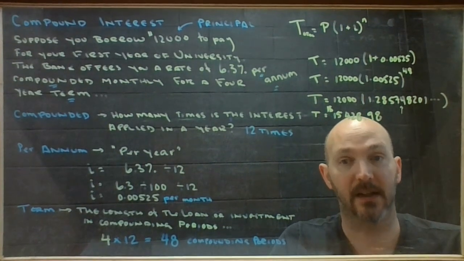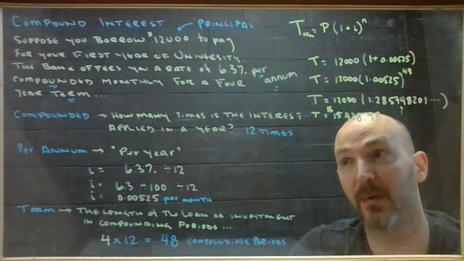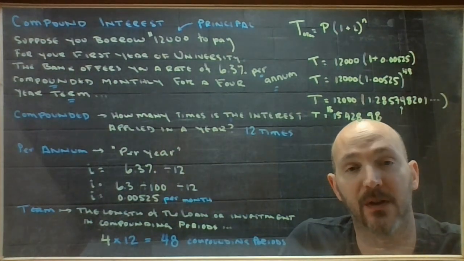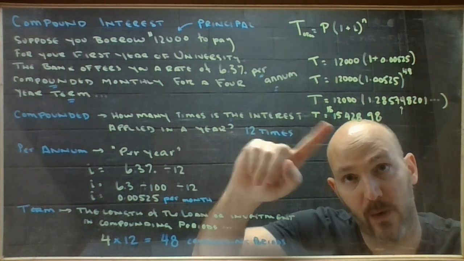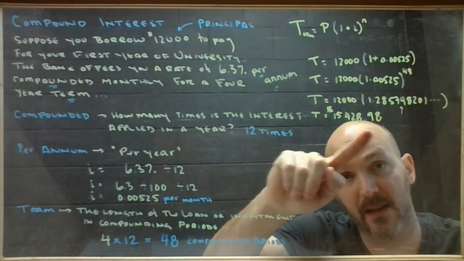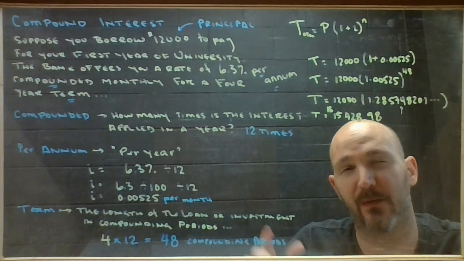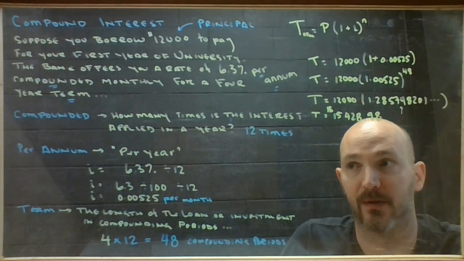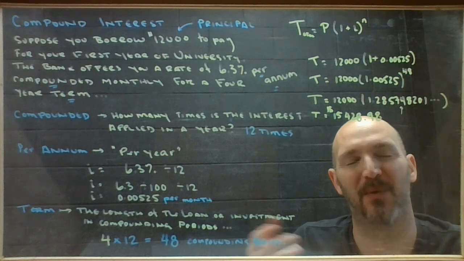So there's the catch, right? A bank is willing to give you the money to fund your first year of university, but when you go to pay them back, you're going to have to pay them back an additional $3,400 in order for the privilege of being able to borrow that money.